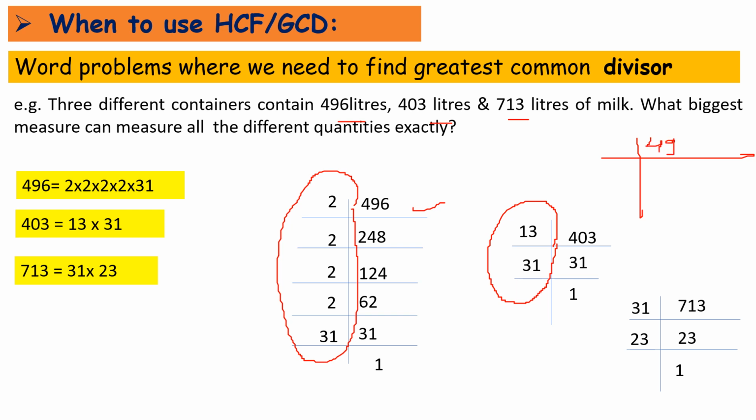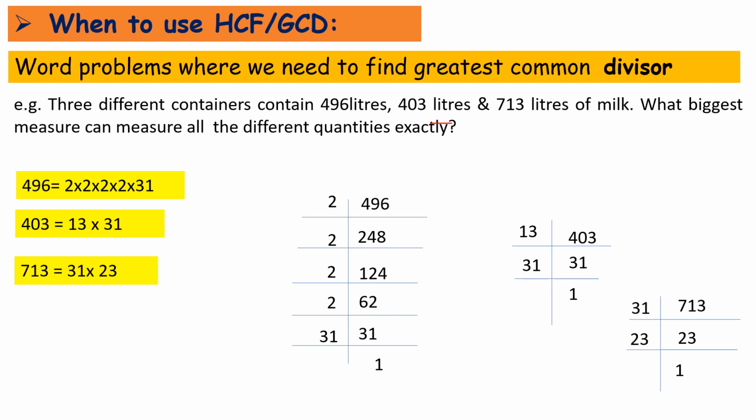Like I could have done 496, 403 and 713 together. This method I have discussed in my part 2 video, but it is feasible when the numbers are small. Because these numbers are big, it becomes difficult for us to remember the tables. So it's always advisable for bigger numbers to find their factors separately, so that you get a brief idea which would be the common number to all, like in this case 31.